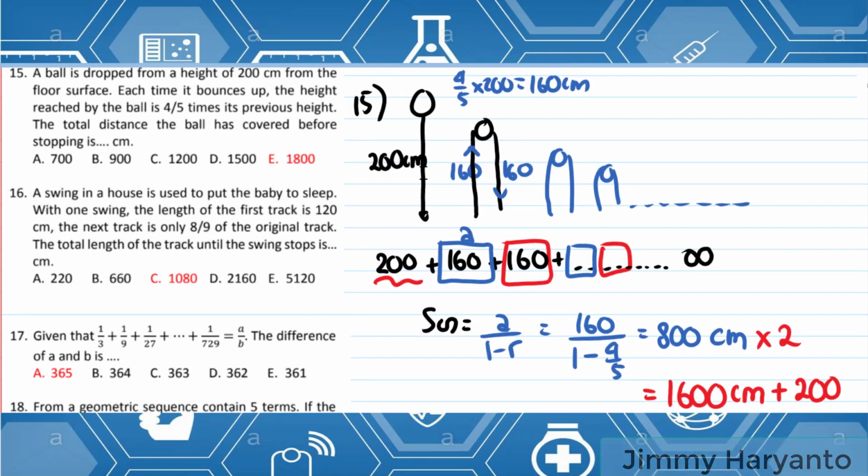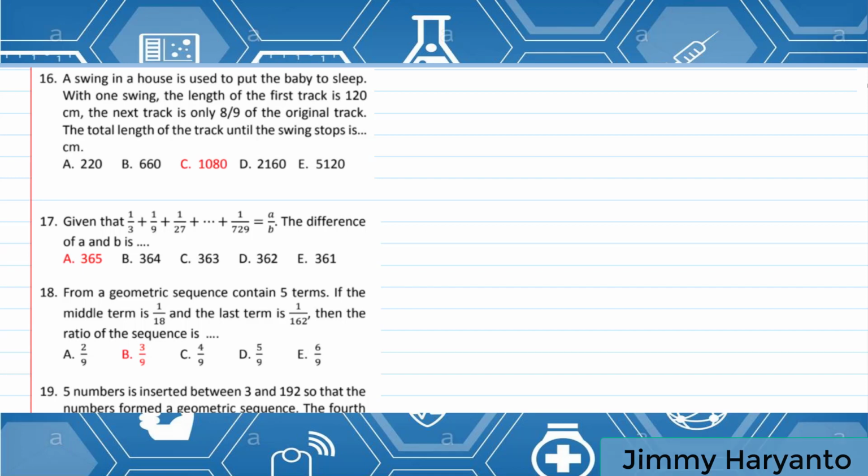Okay, the answer is E. Next is 16. A swing in a house is used to put the baby to sleep. Ya, jadi kalau kamu tahu ada beberapa orang tua yang punya bayi itu dia punya ayunan ya. A swing itu ayunan. With one swing, the length of the first track is 120 centimeters.